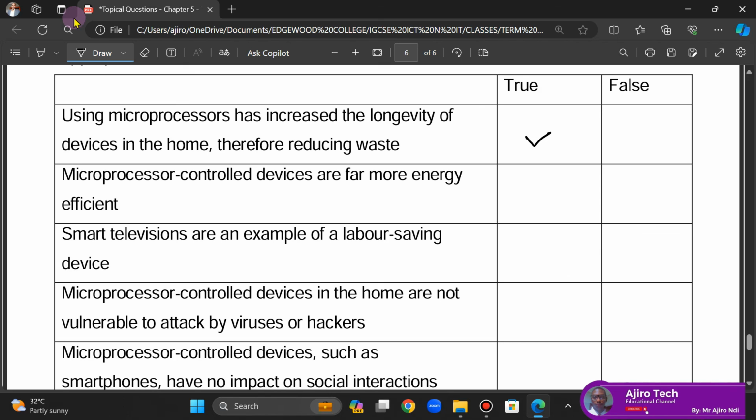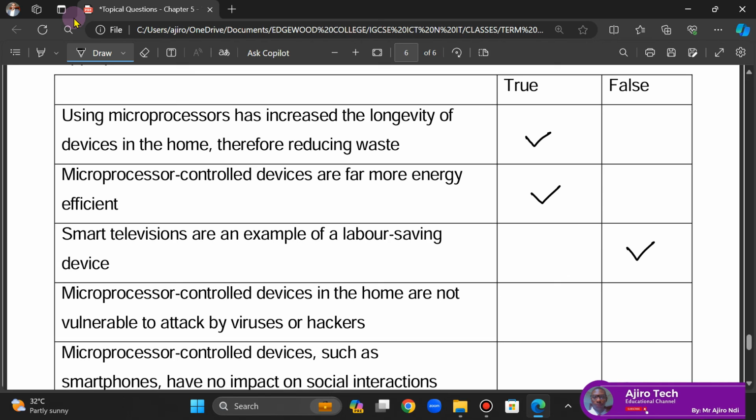Microprocessor control devices are far more energy efficient. Yes, it's true, because they save energy as much as possible to ensure there is no form of wastage. Smart televisions are examples of labor saving devices. That's false, because smart televisions are examples of other devices.